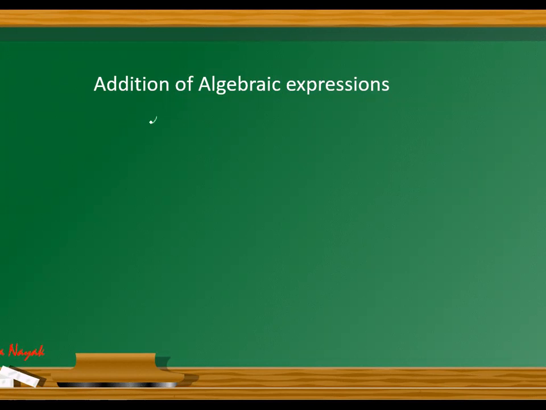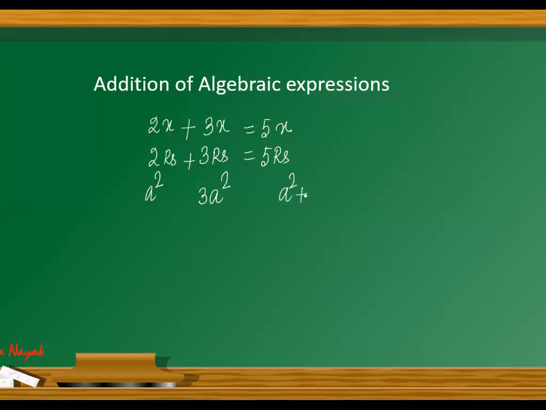For example, if it is 2x and 3x, I can add them. So how much will it be? On adding, it will be 5 times of x. Same as your 2 rupees plus 3 rupees, this makes your 5 rupees. Similarly, if it is a square and I add 3a squared, it will give you 1a square plus 3a square gives you 4a square.